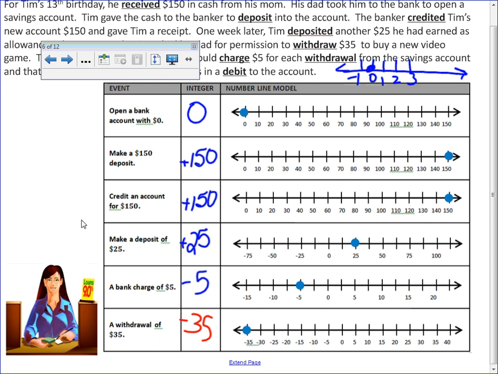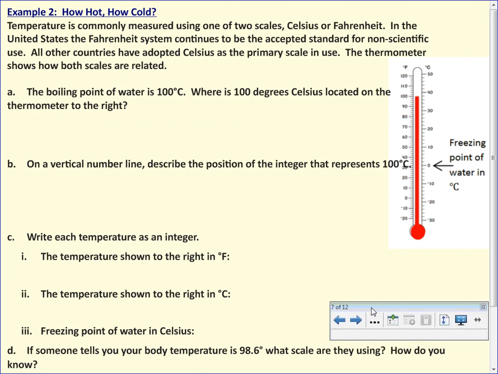We need a second to catch up? Okay, let's continue. Another example of where we would see integers in our daily life or the real world.